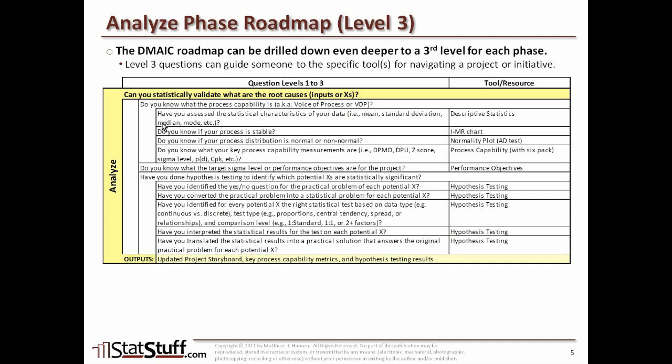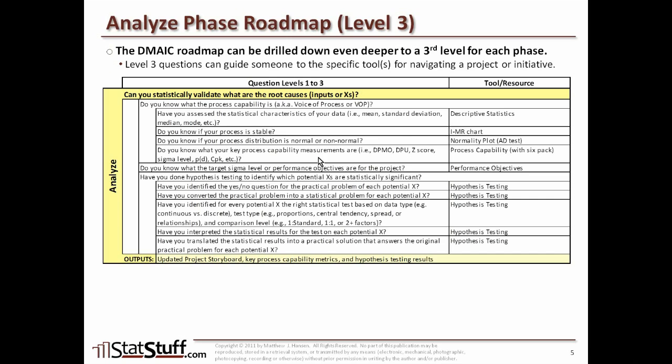First one we would ask ourselves is, have you assessed the statistical characteristics of your data? That is, like figuring out what the mean, the standard deviation are, the median, or the mode, some of those general characteristics. If you haven't, then you might want to use the descriptive statistics to figure out what those general statistical characteristics are of your data. Next, you want to find out then, do you know if your process is stable? Well, you might use an IMR chart to figure that out. And also, do you know if your process distribution is normal or non-normal? Well, you would use a normality plot using the Anderson-Darling test, for example, to figure that out.